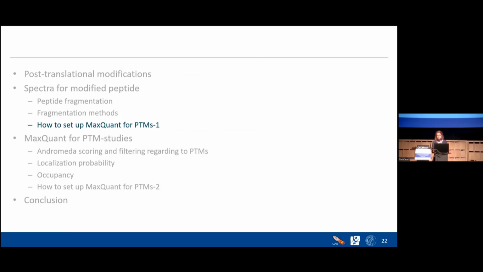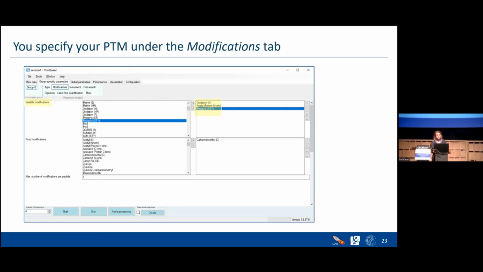So now let's talk about how we can set MaxQuant for PTMs. Hamid was showing on Tuesday how to set it. Here, we go to the group parameters and we go to the modification tab. And here we have the variable modification tab. The difference between variable modification and fixed modification is that with fixed, our peptide always has the same modification on the same residue. But for the variable modification, the same residue might be modified or unmodified.